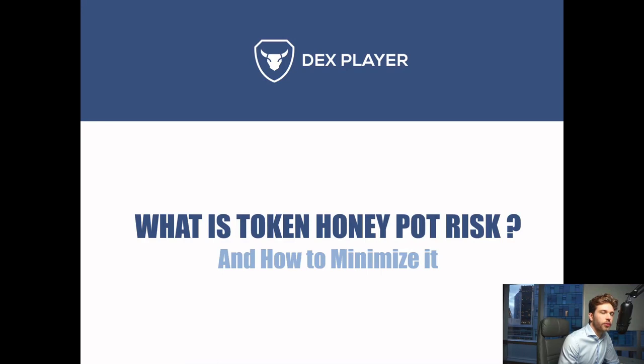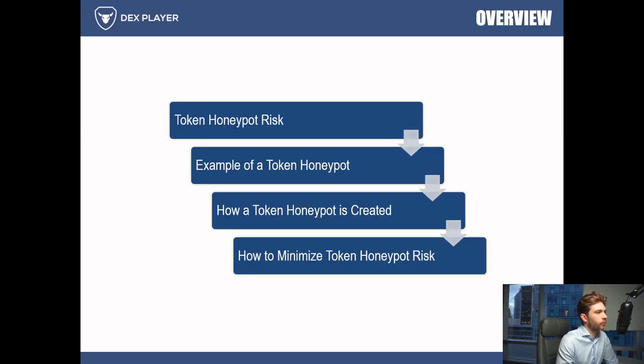Okay, so let's get right into it, guys. First of all, let me present to you the overview. We're first going to talk about what a token honeypot risk is. We're going to give an example of a honeypot. We're going to talk a little bit about how it is created, and we're going to talk about how we can minimize the risk of a honeypot.